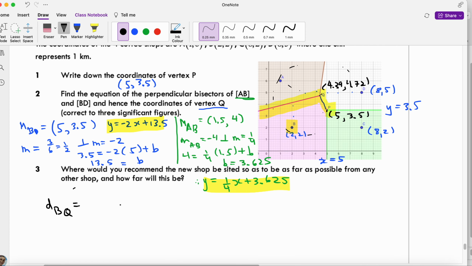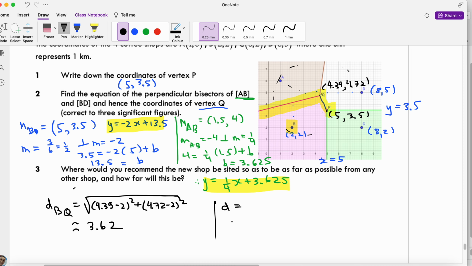All right, so let's find the BQ. So 4.39 minus 2, and then 4.72, 3.62. And again, you can pause it, do it on your own.